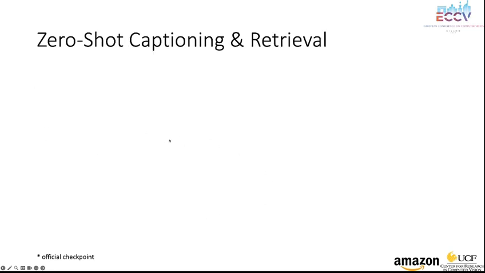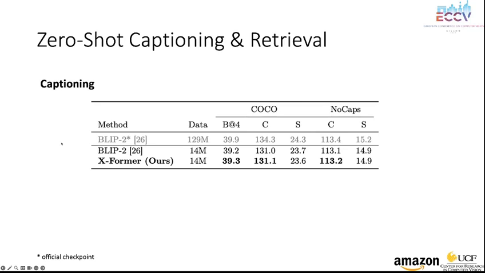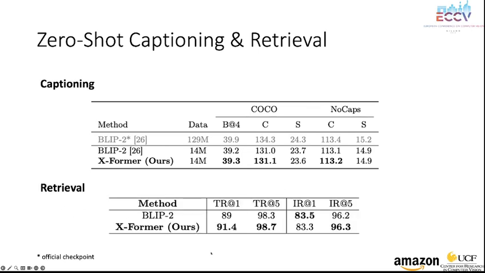Next, we show results for zero-shot captioning and retrieval for comprehensiveness. We show that our method has competitive performance with respect to BLIP-2, with a very marginal improvement on both COCO and NoCaps datasets. We also see a similar trend for retrieval on the Flickr dataset. We have marginal improvement on text retrieval and competitive performance on image retrieval.